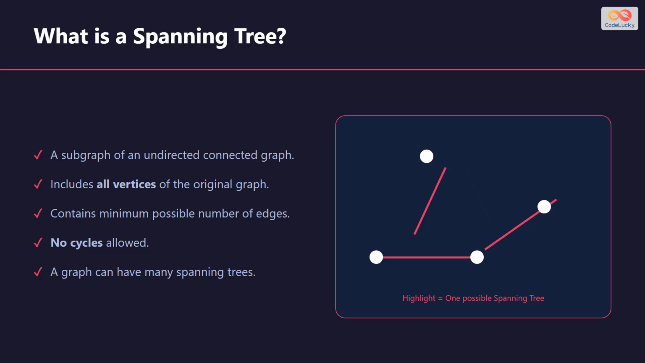Before we optimize, we must understand what we are building. A spanning tree is a subset of a graph. It includes all the vertices of the original graph, but only enough edges to keep them connected without forming any closed loops or cycles. Think of it as the bare-bones skeleton of a network.